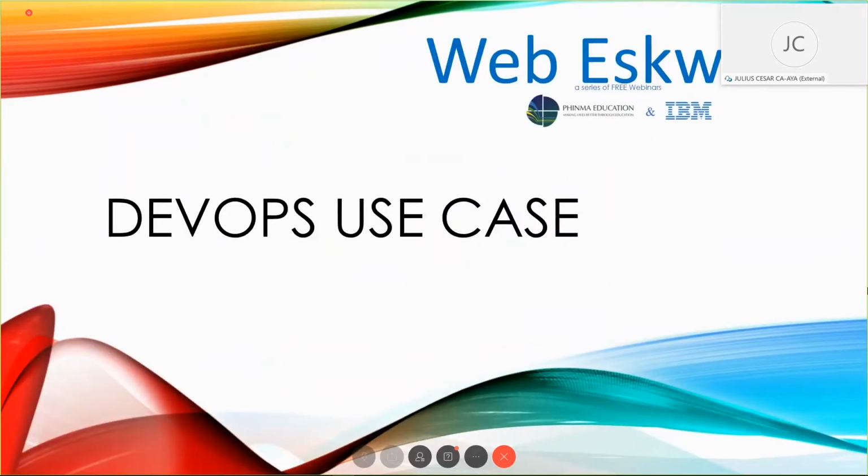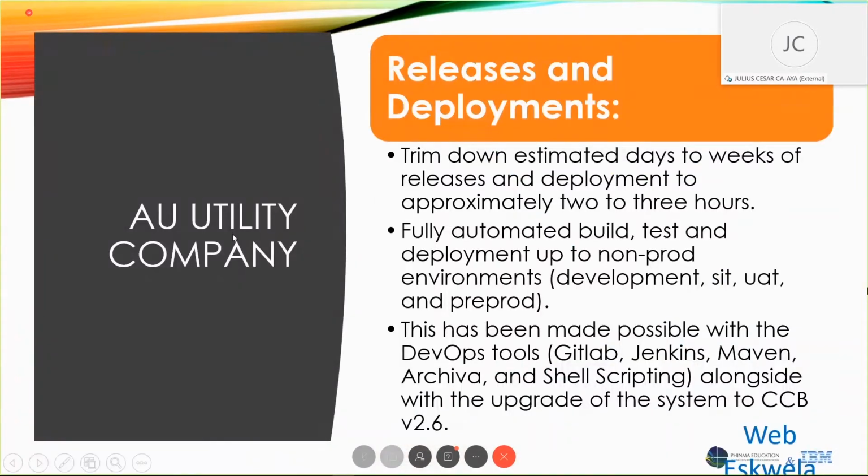Okay, so next, here are some DevOps use cases that we have implemented at IBM. I cannot tell the name of the client, so it is a utility company. They have implemented a release and deployment, and they have trimmed an estimated two weeks of releases and deployment to approximately 2 to 3 hours.